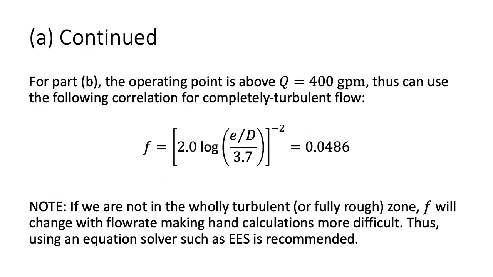Because the operating point for the flow specified in Part B is above 400 gallons per minute, it is indeed reasonable to assume a constant value for the friction factor for the portion of the system curve needed to select our pump. Based on this, for our relative roughness of 0.02, we calculate a friction factor of 0.0486 using a correlation for completely turbulent flow. Note that if the friction factor did depend on Reynolds number, we would need to iterate for the system head at each flow rate. Thus, we would probably want to use an equation solver such as EES for our analysis.